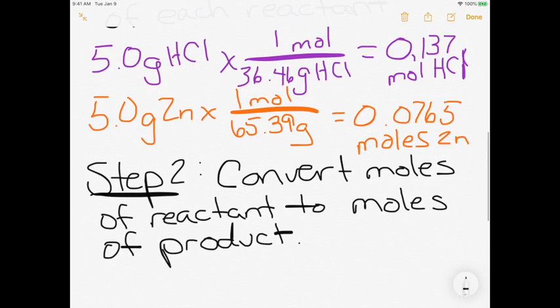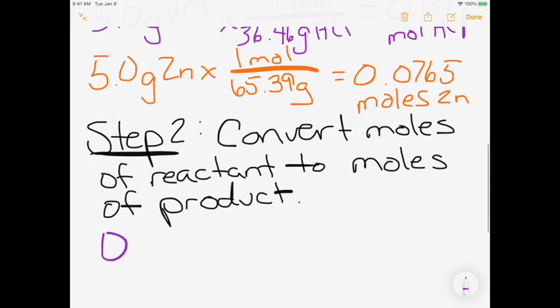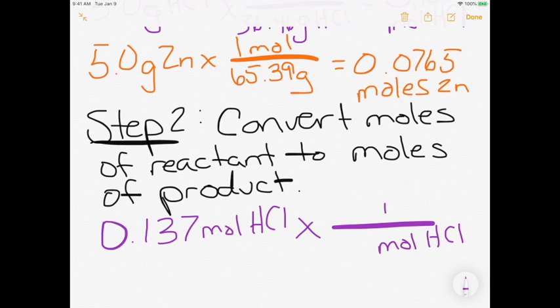So going back to our color coding, starting with 0.137 mole of, actually it's hydrochloric acid, HCl. And so we need mole of HCl below, and then we're going to go to mole of H2 above.